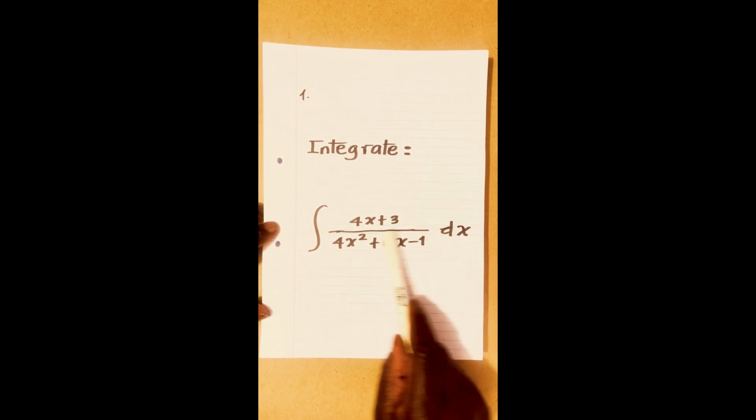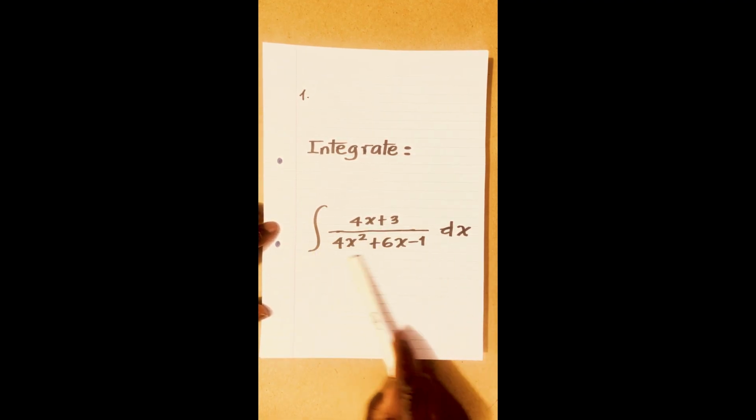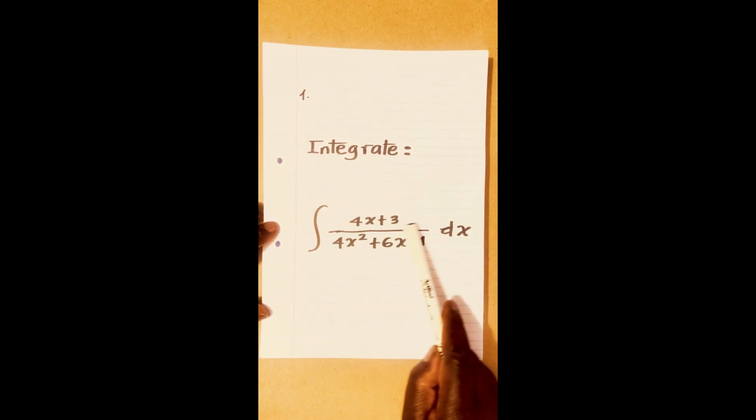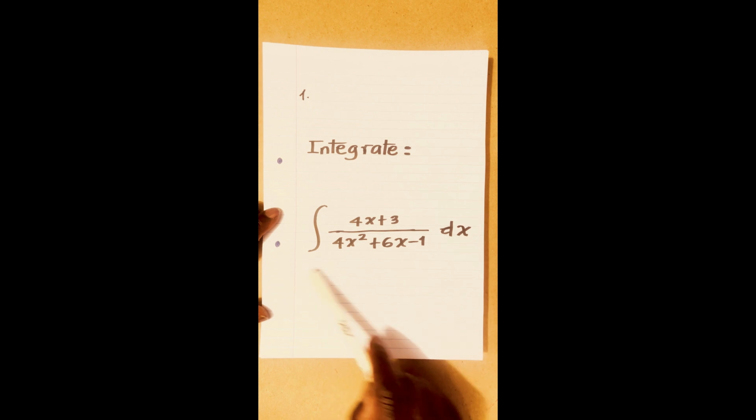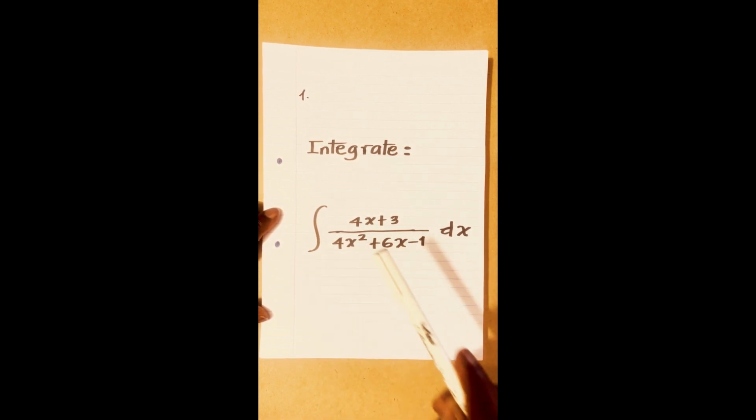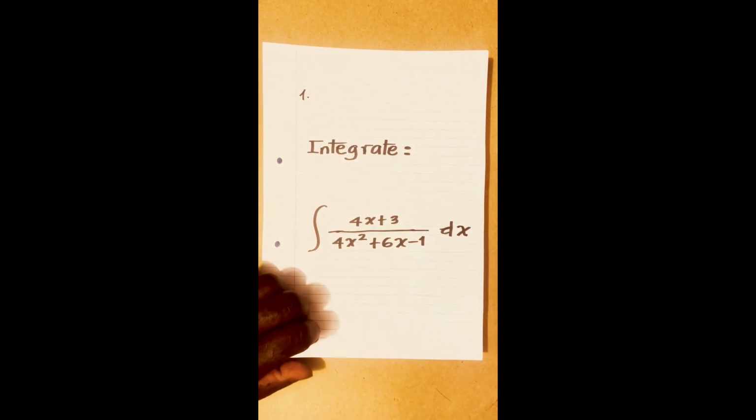We're looking at the denominator, differentiating the denominator with respect to x. We're going to have 8x + 6. Looking at the numerator, we have 4x + 3. That means we must multiply the numerator by 2, but in doing so we shall have changed this integral. So we don't want to change it. So we multiply by 2 and divide by 2 at the same time, as follows.